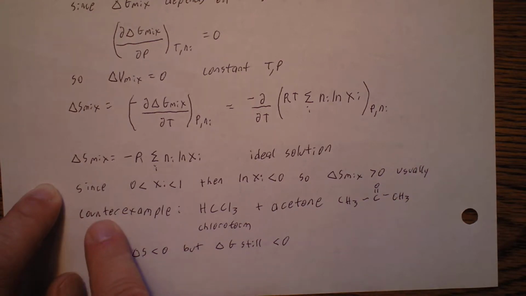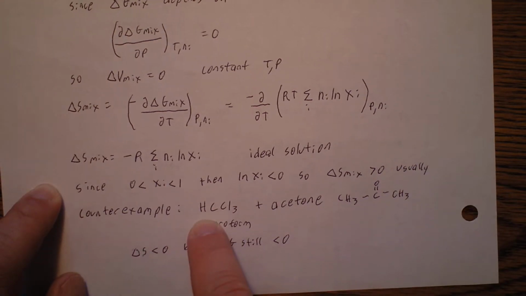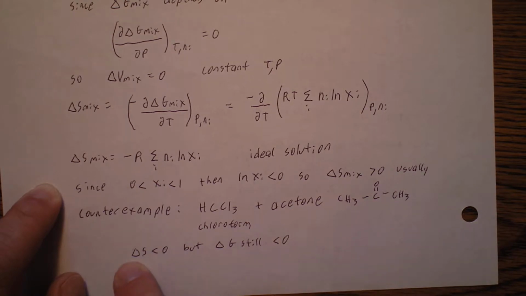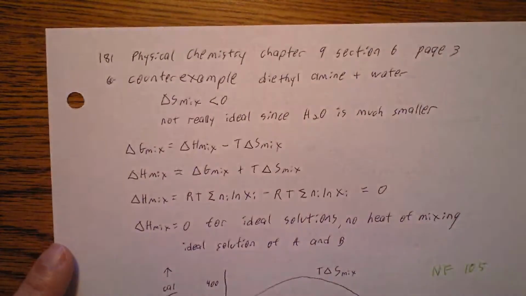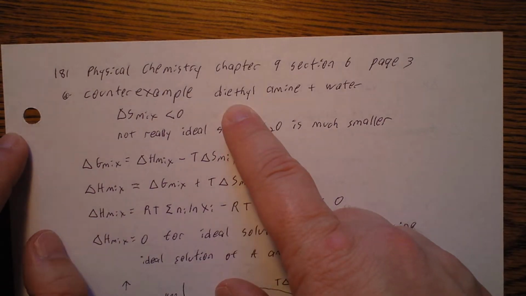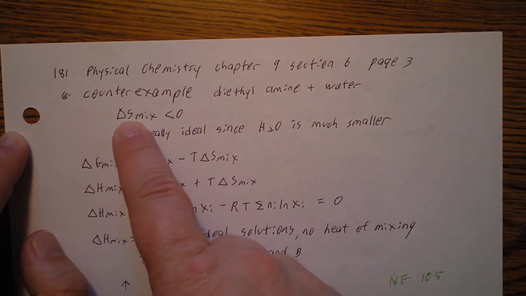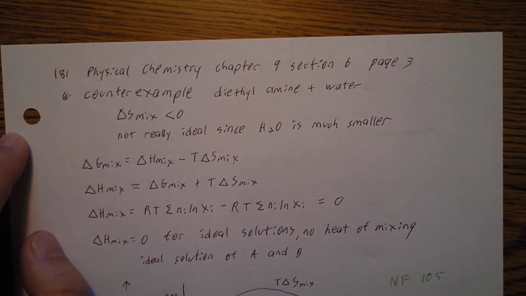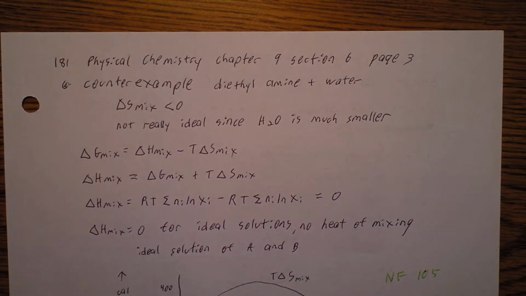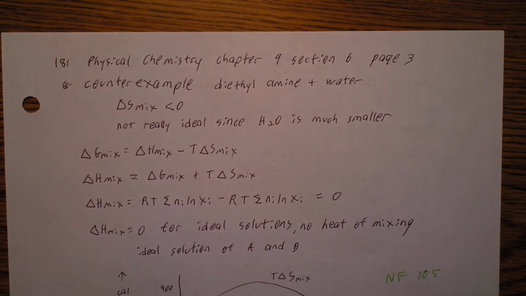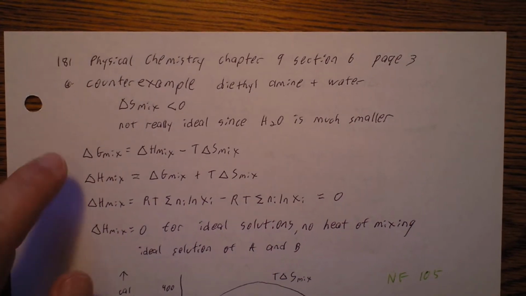For example, let's talk about chloroform and acetone. The change in entropy from mixing is actually less than 0, but the change in Gibbs free energy is actually still less than 0. Another counterexample, so we have dimethylamine and water. The change in entropy from mixing for that is also less than 0. But again, the reason is that's not really an ideal solution. Water is a much smaller molecule than diethylamine. And of course, for an ideal solution, the molecules would have to be about the same size. So that's why that sort of breaks down right there.